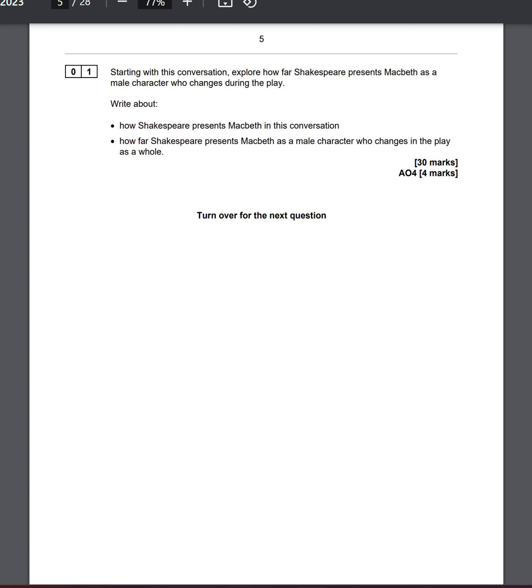Okay. So a male character that changes during the play, vaulting ambition would be one quote that I would think of. I would then list off as many as I could that are related to that. I would also list some keywords. So thinking about the fact that he starts as brave, he starts as someone who is lauded.